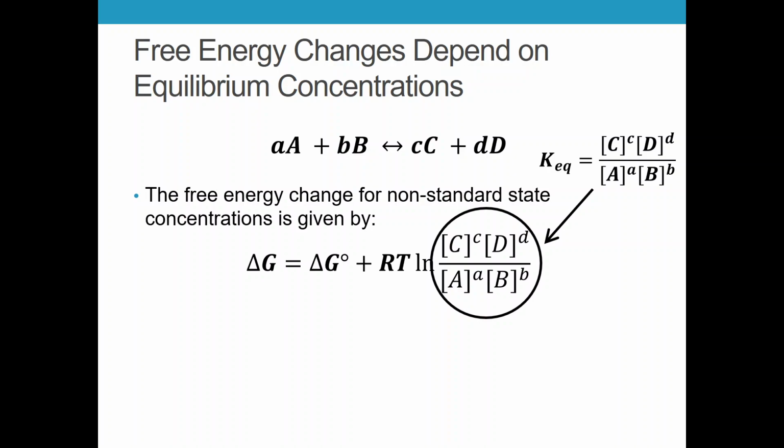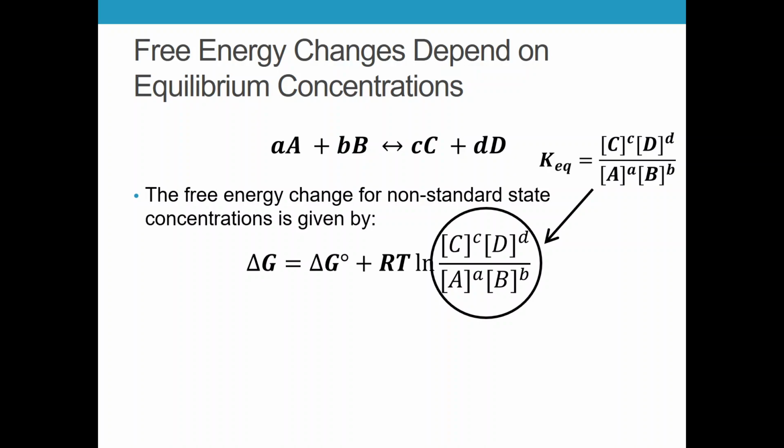Now, I already told you that biological systems tend to deviate from those conditions. So this term here, the RT log K, that is a way to correct for deviations from my standard state conditions.